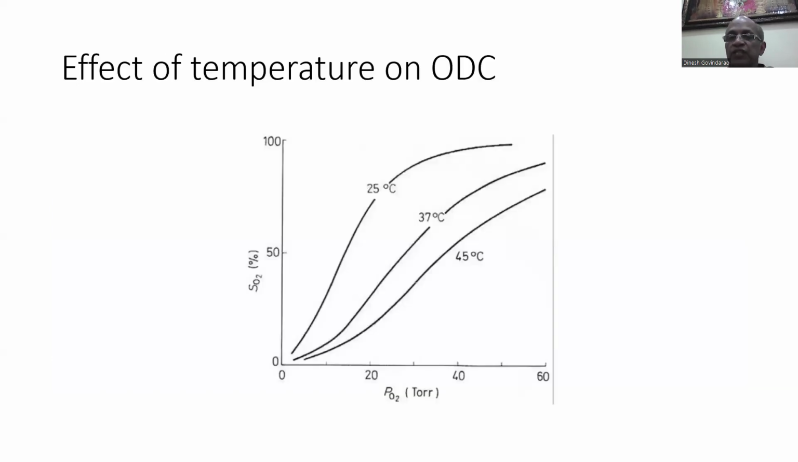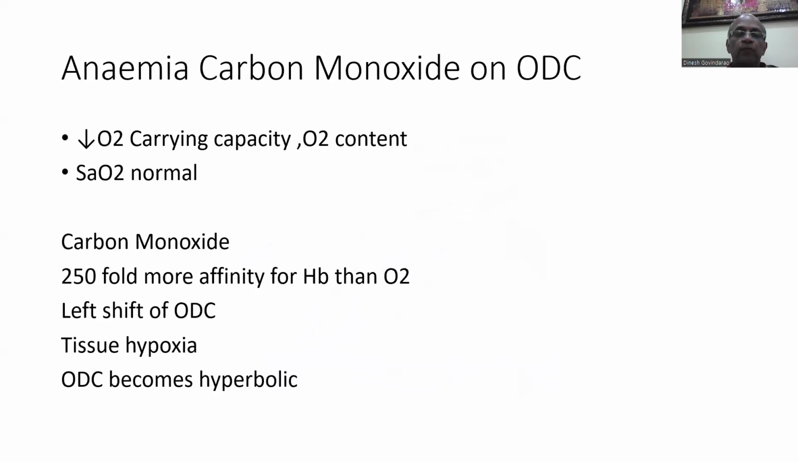Regarding the effect of temperature on the ODC, hyperthermia increases the basal metabolic rate and there is an increased demand for oxygen, and the ODC curve shifts to the right to meet this demand. Hypothermia may produce the leftward shift of the oxyhemoglobin dissociation curve.